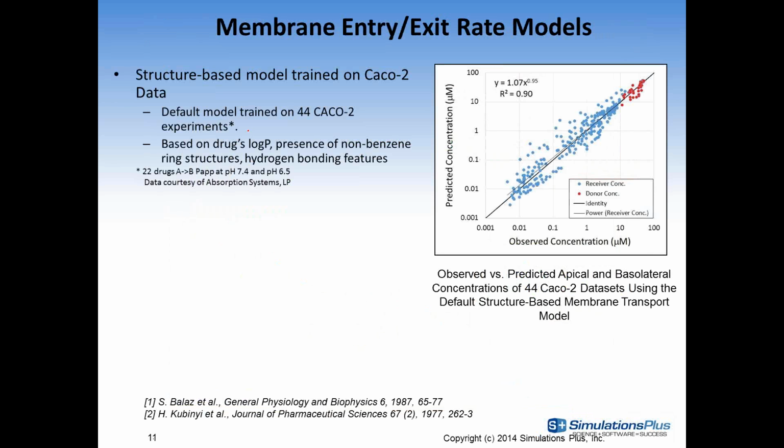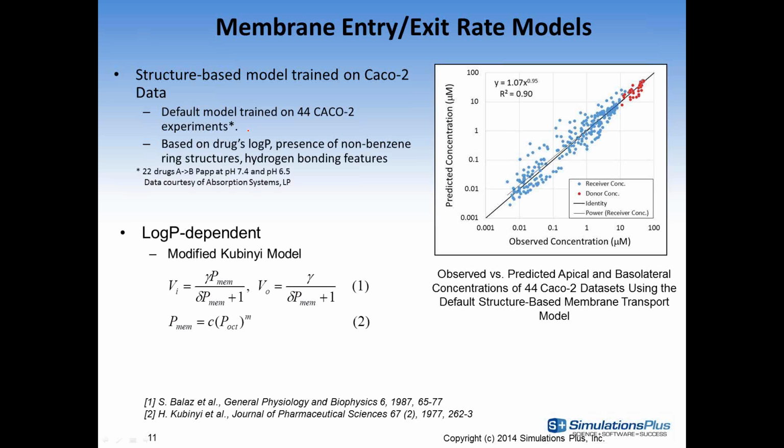All right, so if we move on from the Kubinyi methodology to what we've developed for our structure-based training from Caco-2 data that we obtained from Absorption Systems, we have 22 drugs, we have 44 different experiments. One was at pH 7.4 in the donor compartment, and the other was at pH 6.5 in the donor compartment. And you can see that after we have built this structure-based model to just simply import the molecular structures, we can get a very good prediction of the acceptor or receiver well in blue or the donor compartment concentrations in red across a series of experiments. And then, of course, we also have the model developed originally by Kubinyi as an alternative to the structure-based model.